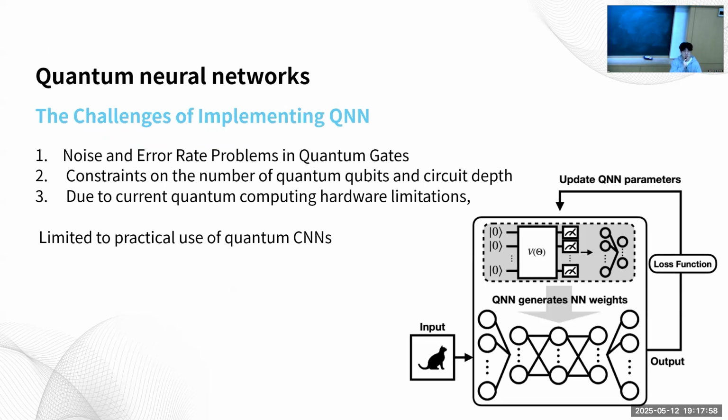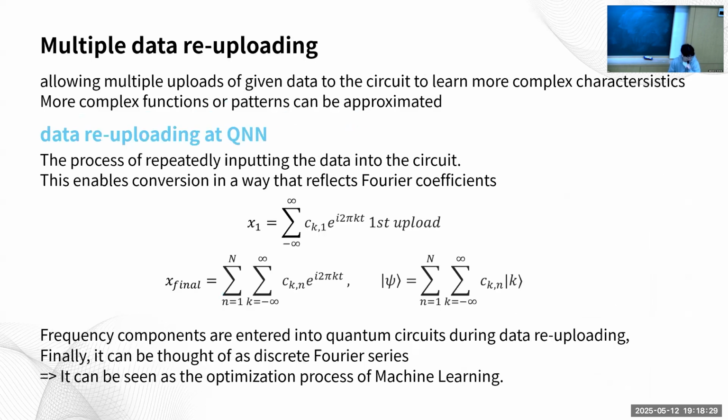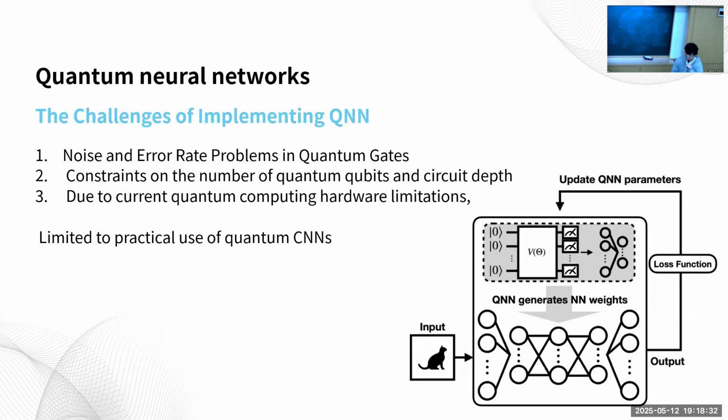So today I discussed how quantum neural networks work and their advantages, and it's my turn to discuss the disadvantages of quantum neural networks. First is the noise and error rate problems in quantum gates. We are in the NISQ era, so actual quantum computers are not very good for calculating everything. And the advantages I mentioned from data re-uploading and other things are achieved in an imaginary zero-noise quantum computer.